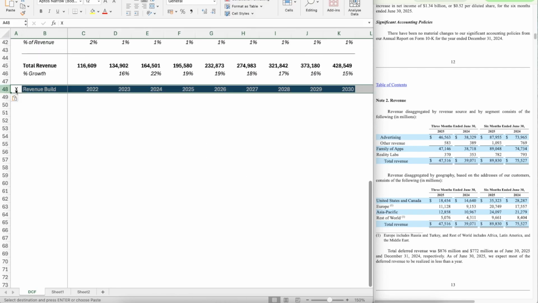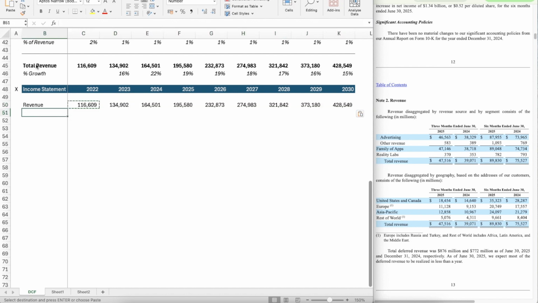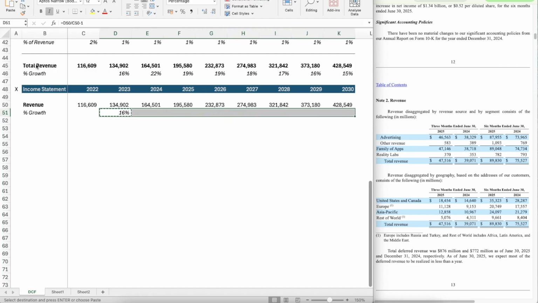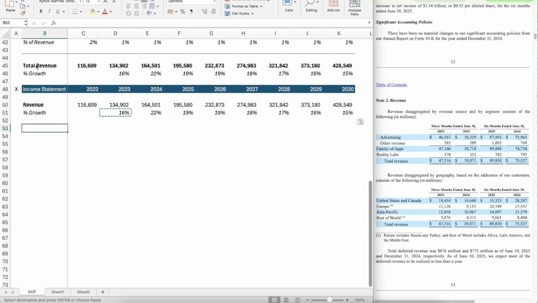Let's go. So the next thing we're going to build is the income statement. And this is fairly straightforward. We just go revenue, and we put the revenue equal to here, and just pull it all along. There we go.